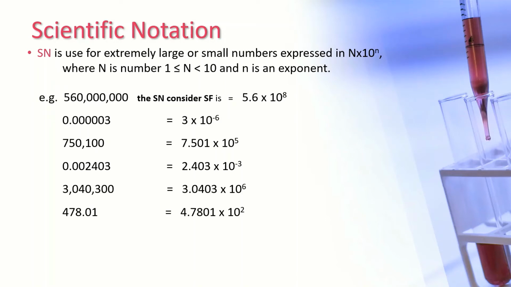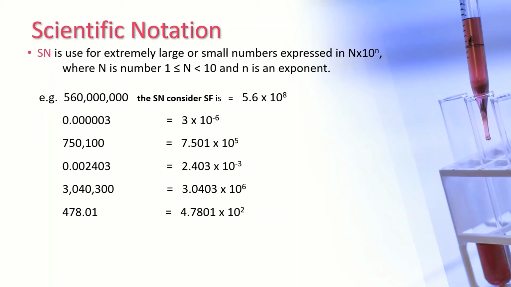More values. So we have the fifth example, 3,040,300. This value has 5 significant figures. So the scientific notation should have 5 significant figures. So it becomes 3.0403 times 10 to the power of 6. Again, you only have to have one whole number in scientific notation.